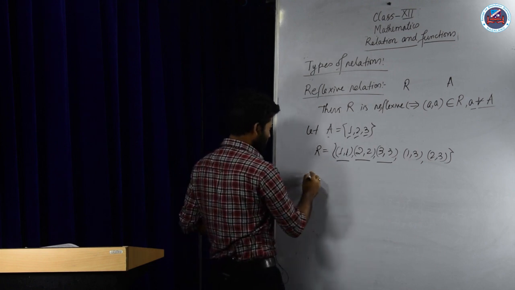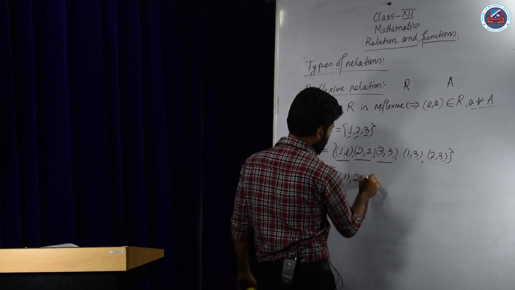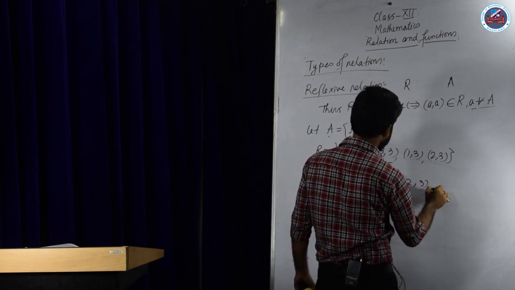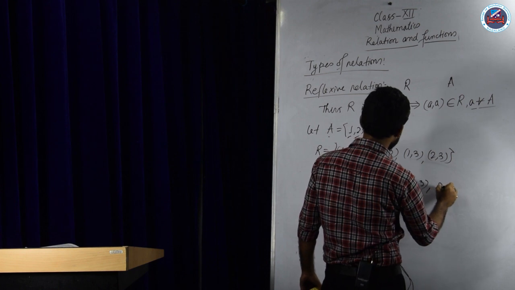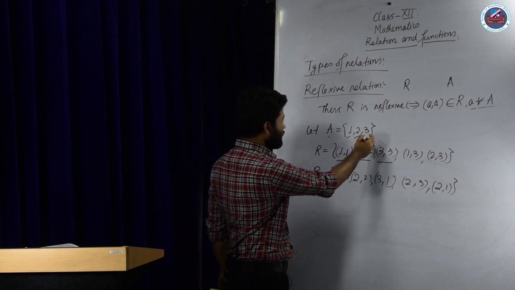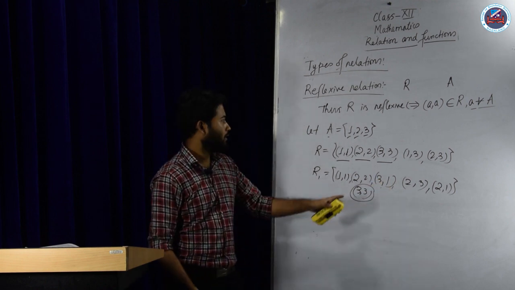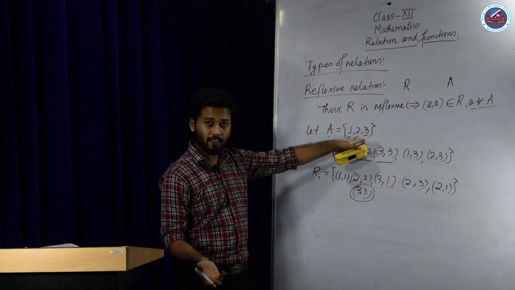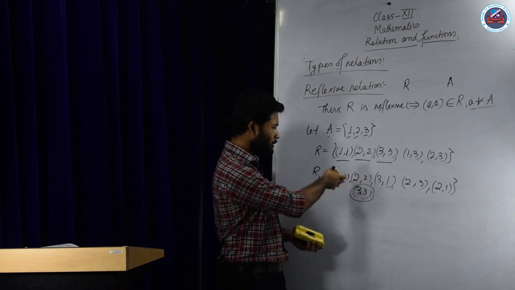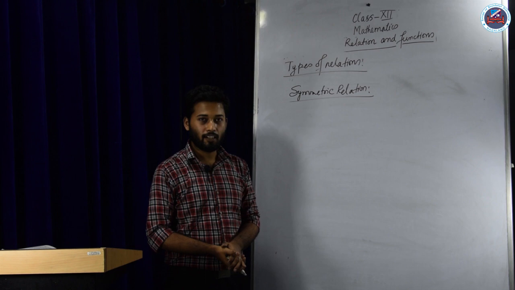Now let me give another example. R1 equal to {(1,1), (2,2), (3,1), (2,3), (2,1)}. Is it a reflexive relation? No. Why? Because the member (3,3) is missing. It is not there. Clear? In the set the element 3 is there, but here (3,3) is not there. So we cannot say that R1 is a reflexive relation. Clear? Next we have symmetric relation.